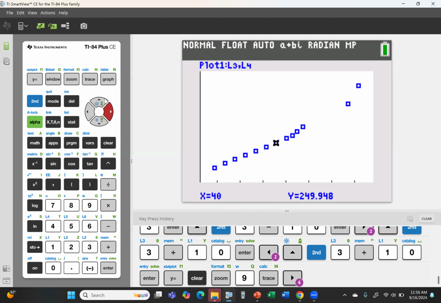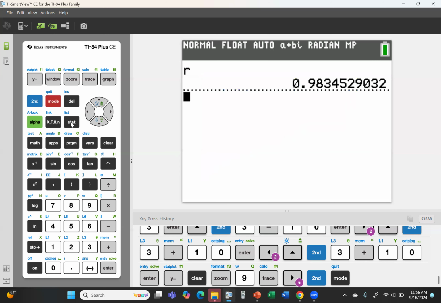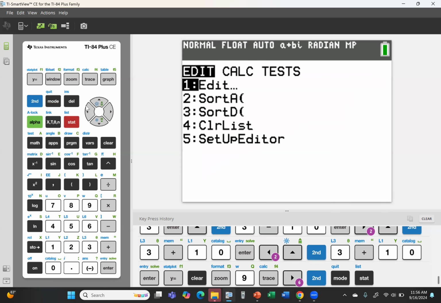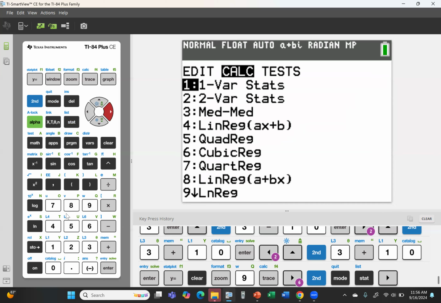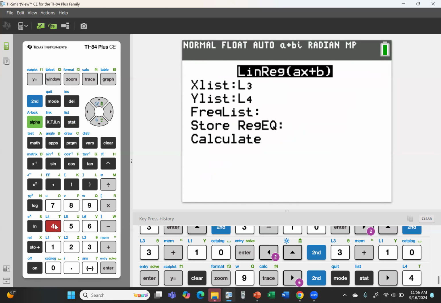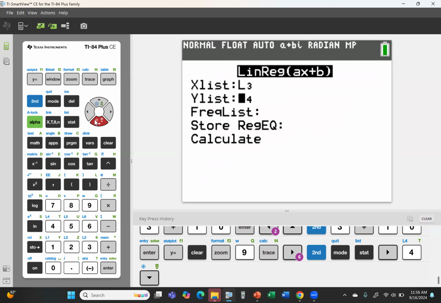Okay, so now when I create the regression equation, the slope should be the same. It shouldn't matter that I changed the inputs by 10 years. The slope should be the same, but it should change the y-intercept. So let's get out of here. Let's do a stat calc number 4. It's still on L3 and L4, but I always have to put the regression equation back in.